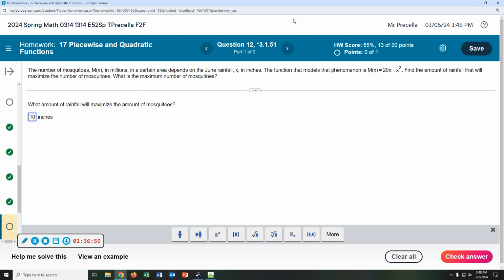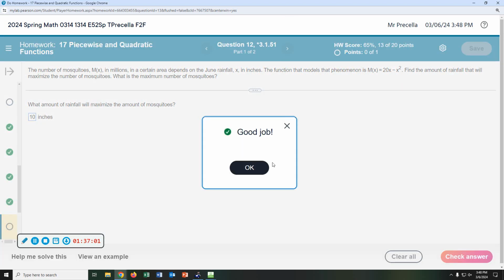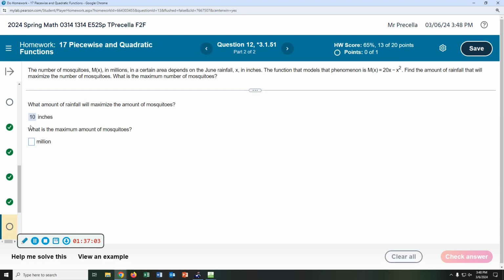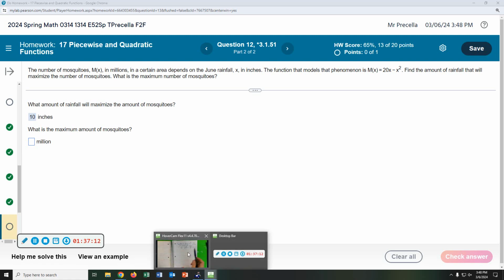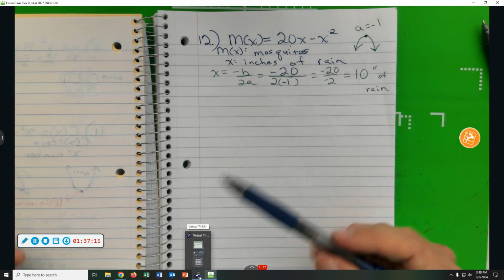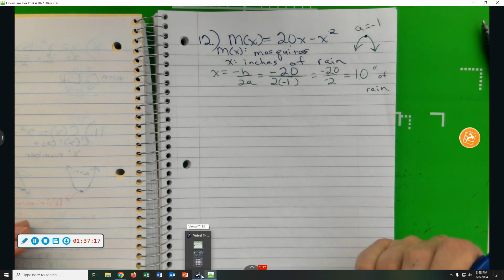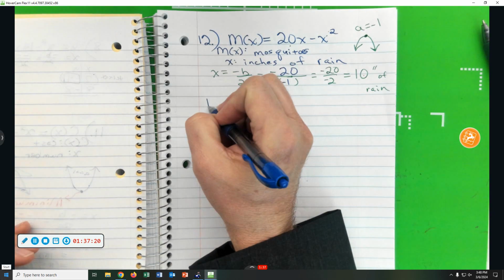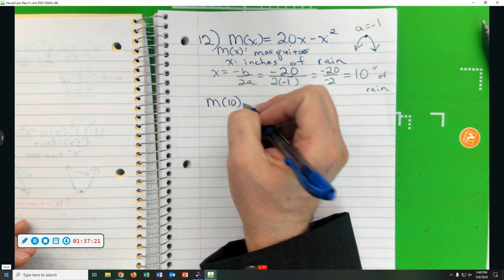Okay, so the number of mosquitoes will be maximized when there's 10 inches of rain. How do we find the actual number of mosquitoes? What are we going to have to do with that 10? Once you know the x coordinate of the vertex, what do you do to find the y? Plug it in. So we're plugging in 10 for x.